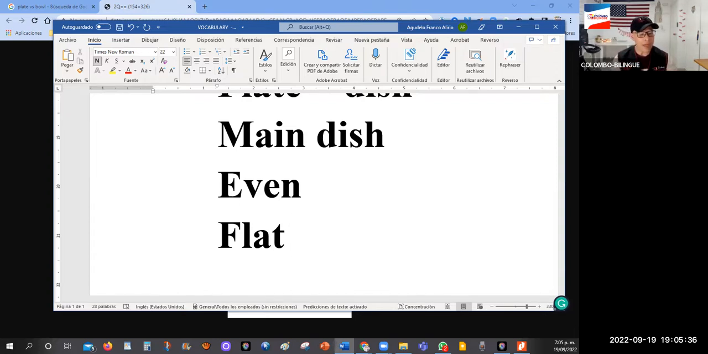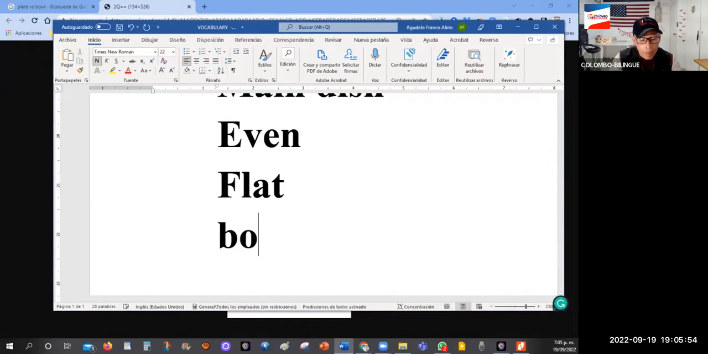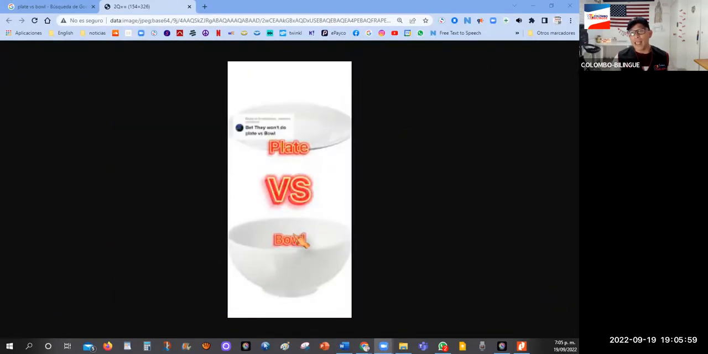All right, so maybe when you use a plate, it is impossible to serve the soup because you're going to spill the soup. Vas a regar la sopa si la sirves en un plato. It's not a plate. It's not a dish. When you are talking about soup, you need a bowl. You need a bowl. Okay, so this is a bowl.